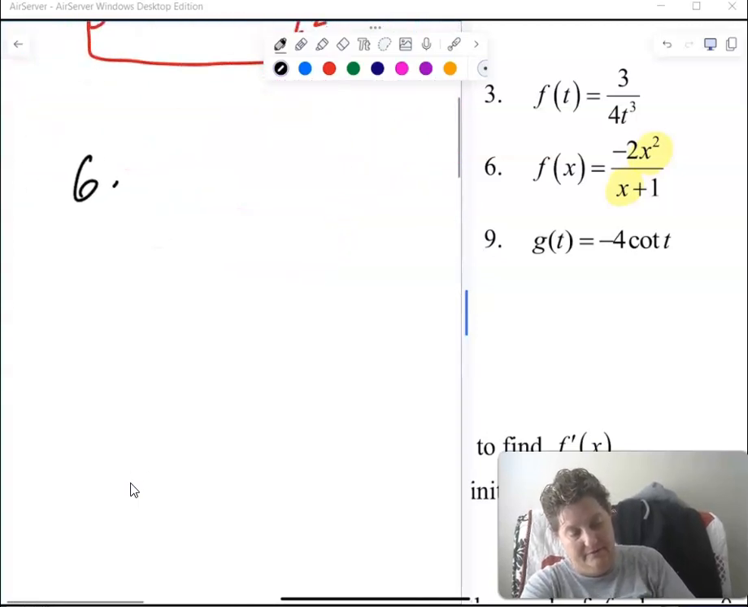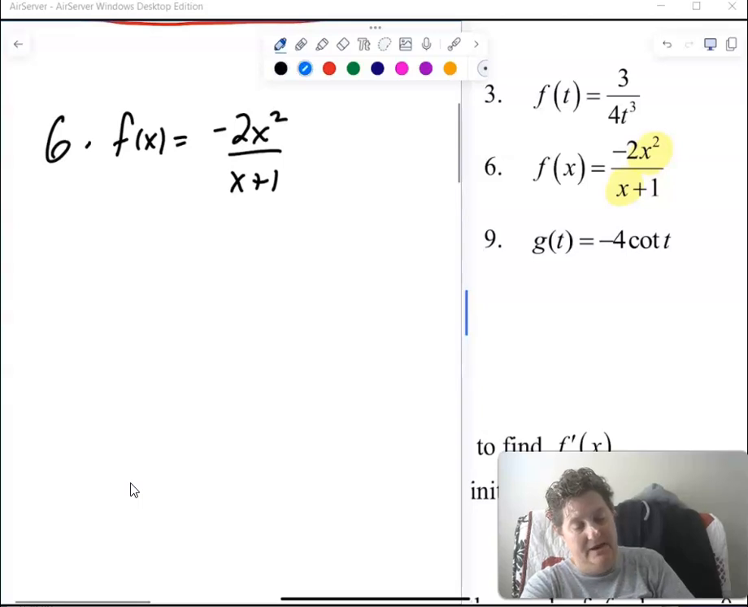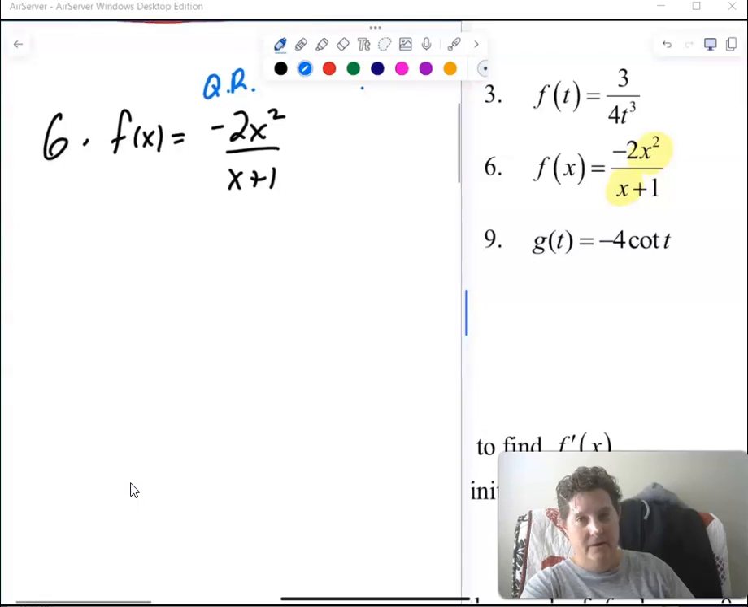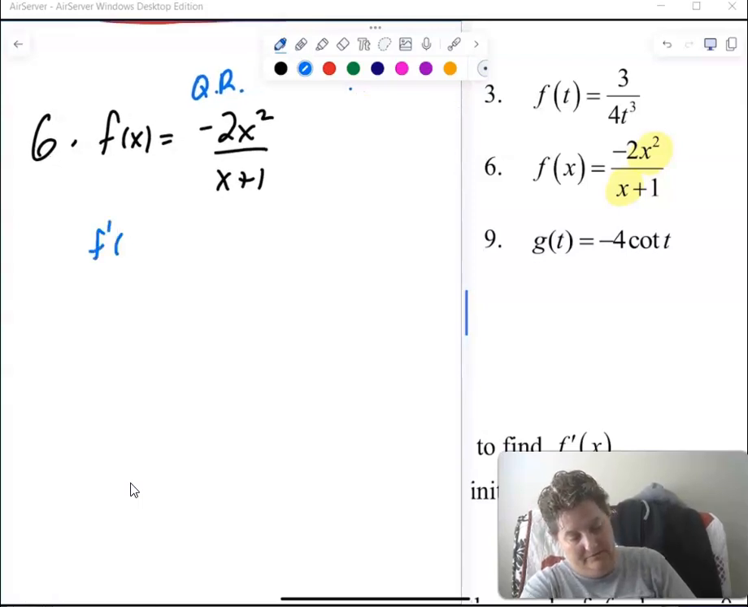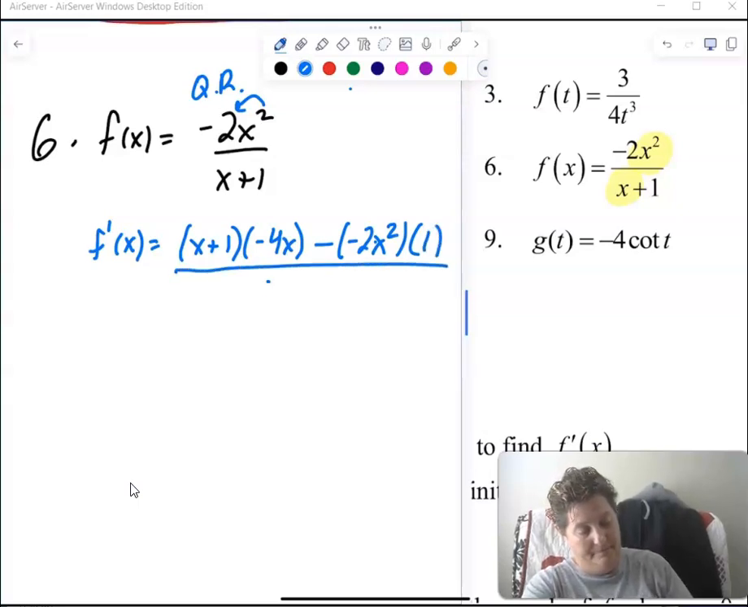Let's take a look at number 6, f of x equals negative 2x squared over x plus 1. This definitely does not simplify at all. So my derivative: low d high, when that comes down, that's my x, minus high d low, the derivative of the bottom is 1, square the bottom and away you go.